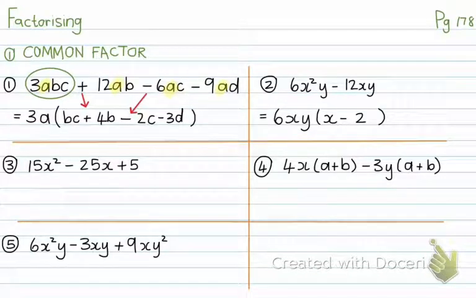Question number 3, we have to factorize this expression. We have three terms in the expression. Now the only thing that is common in all three of those terms is 5. I can take out, and the highest common factor that I can take out here is 5. I hope you all agree. Now we have to determine what's going to be left in the brackets.